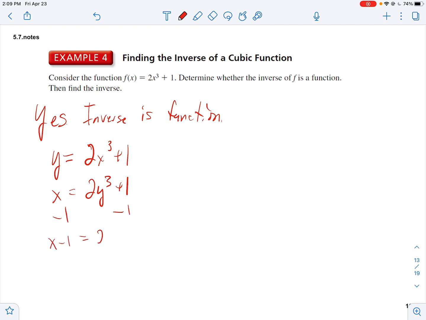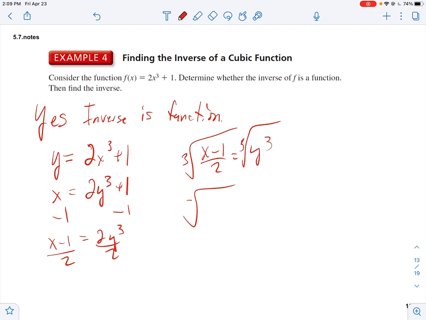Subtract 1. Divide by 2. I'll go back up here. x minus 1 divided by 2 equals y to the third. Cube root. So the cube root of x minus 1 over 2 is equal to y, or the cube root of x minus 1 over 2 is equal to f to the negative 1 of x.